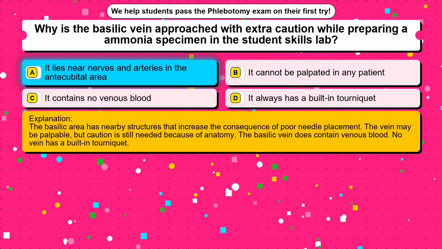The basilic area has nearby structures that increase the consequence of poor needle placement. The vein may be palpable, but caution is still needed because of anatomy. The basilic vein does contain venous blood. No vein has a built-in tourniquet.